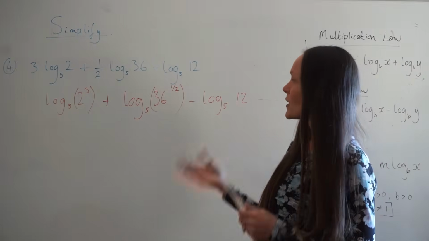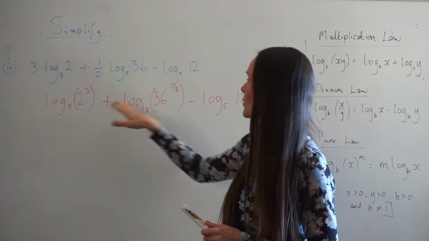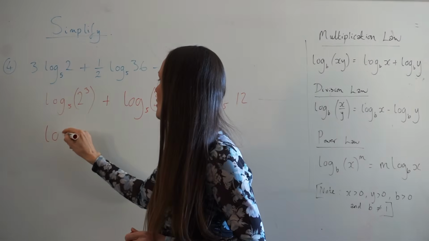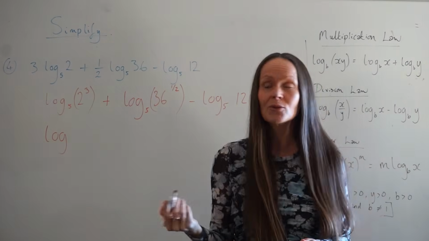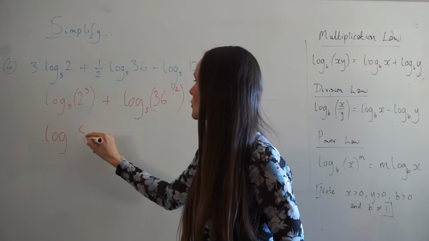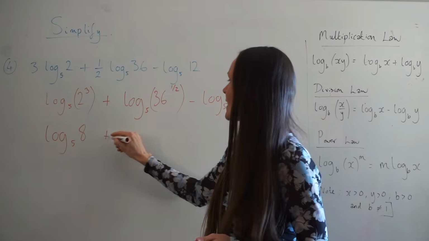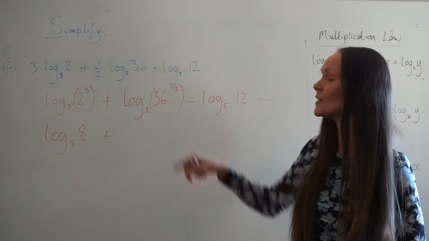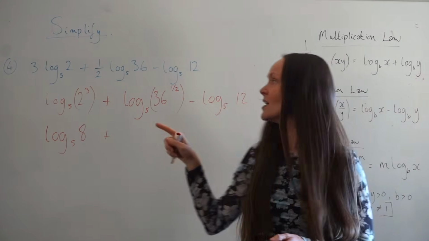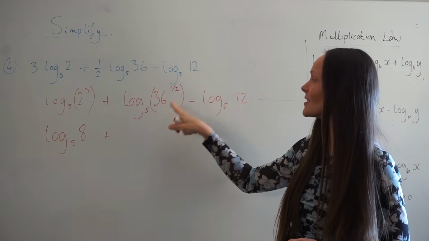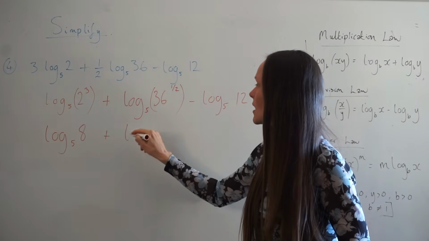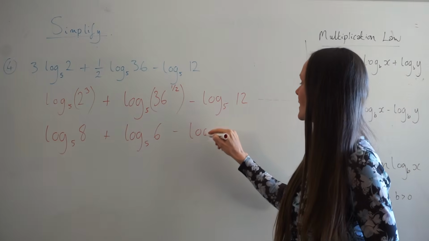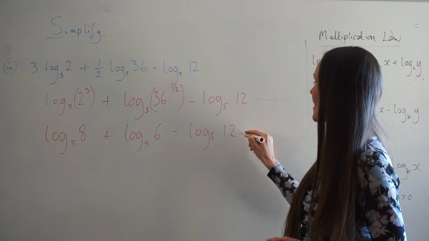Now, for the next part, we can just simplify these two parts that we've written down. So 2 cubed is 2 times 2 times 2, which is 8. So we've got log 8 base 5. And here we have the power of a half. Well, remember, when the power is a half, it's the same thing as square rooting. So the square root of 36 is 6. So this becomes log 6 base 5. Okay, now we're nearly there.